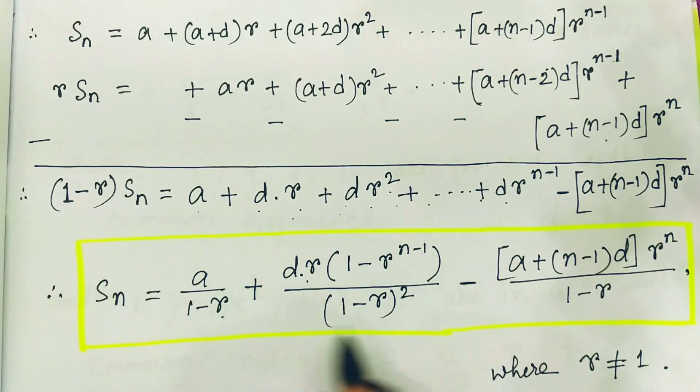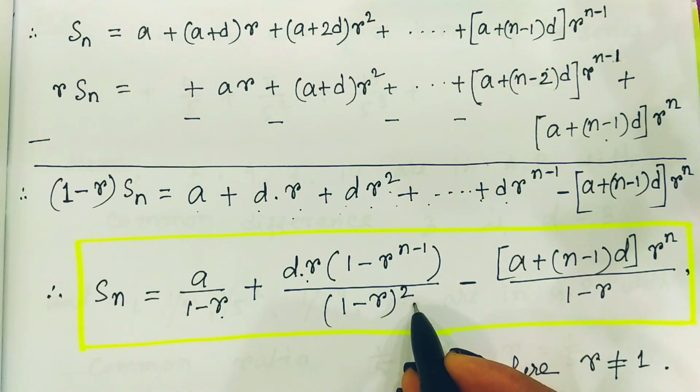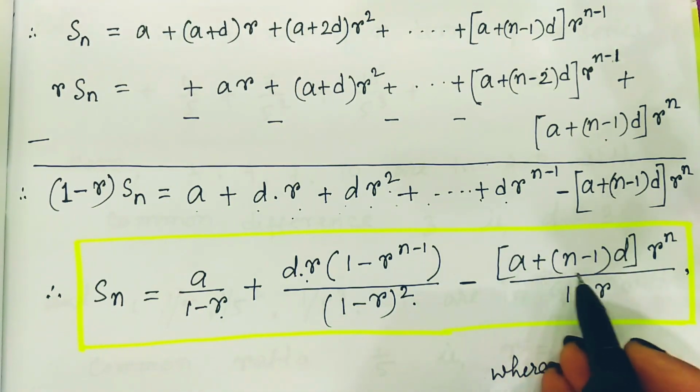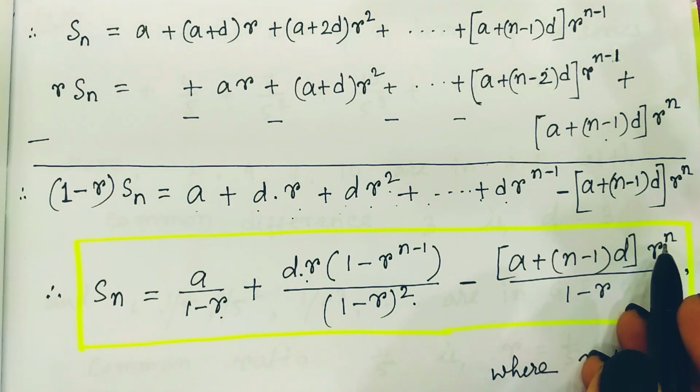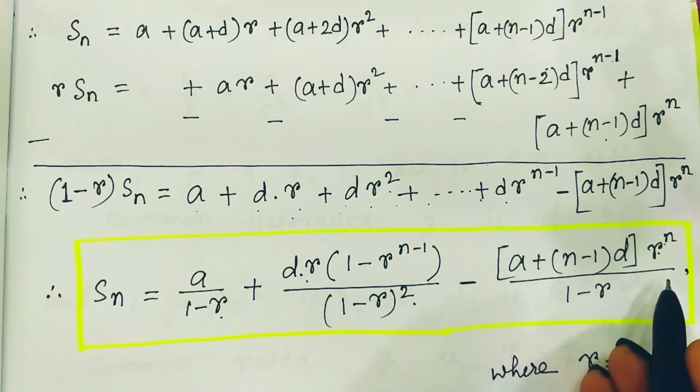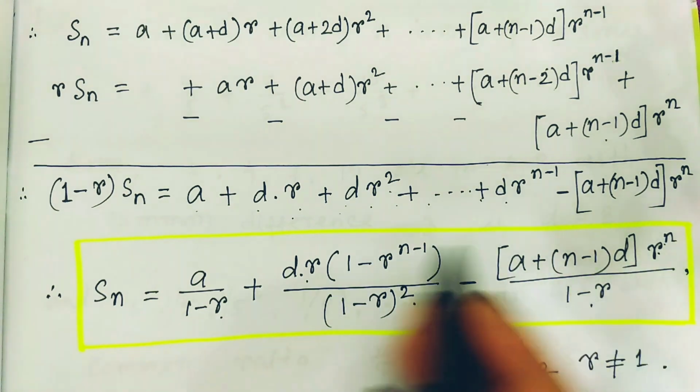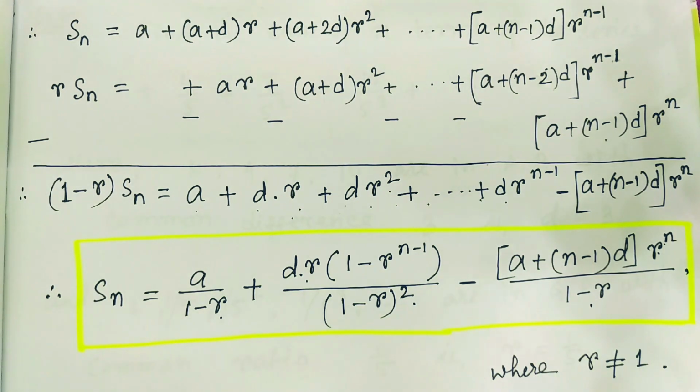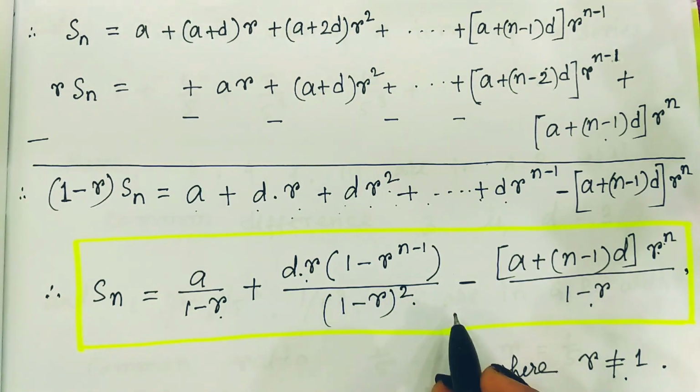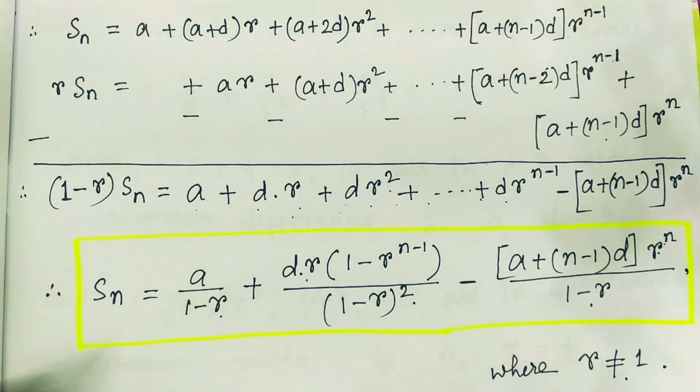And for this 1 minus r, it becomes whole square. And for this last term, this is (a + (n-1)d) r^n, remaining as it is, just divided by 1 minus r. So this one is the summation of this arithmetic geometric series. Just remember here r should not equal 1, because if r equals 1, then it is undefined.